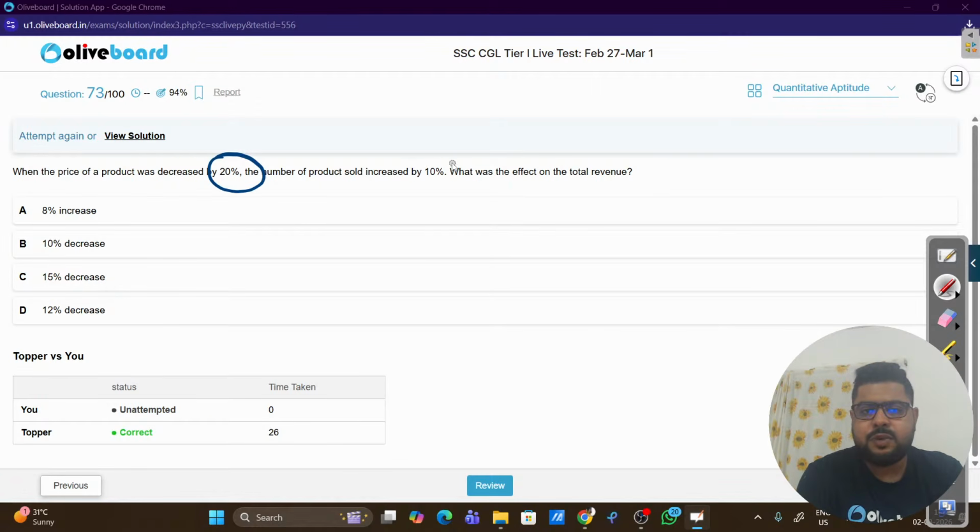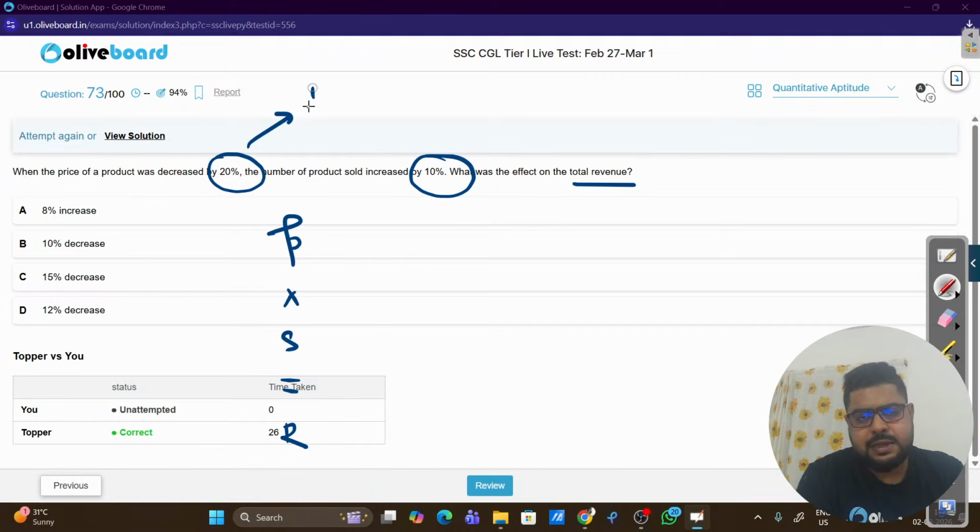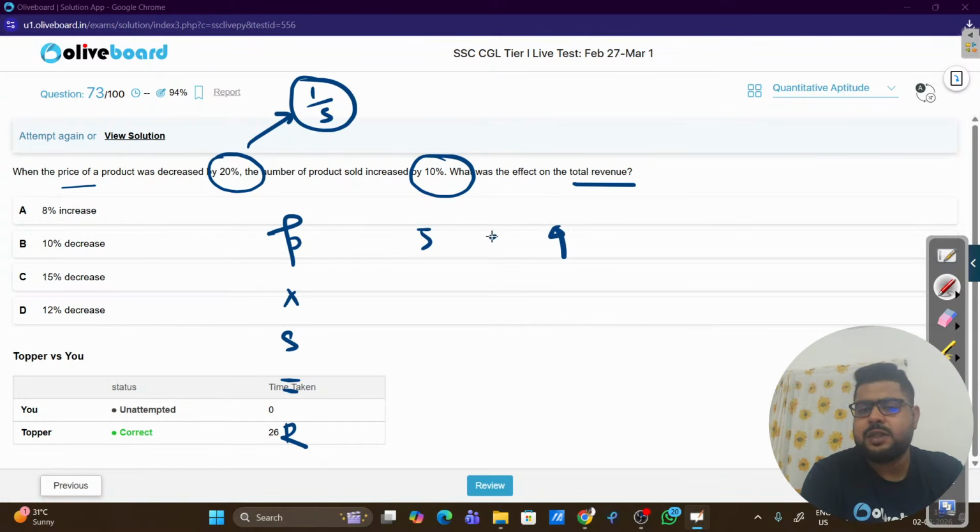Price, products, so like sales increased. Effective revenue. So again, sir, price into sales is equal to revenue. Sir, initially decreased meaning 20%, meaning this. Initially, price was 5 rupees. This was 4. Now this is a 4 rupees decrement. Sales increased by this, meaning sales was 10. Now it is 11.